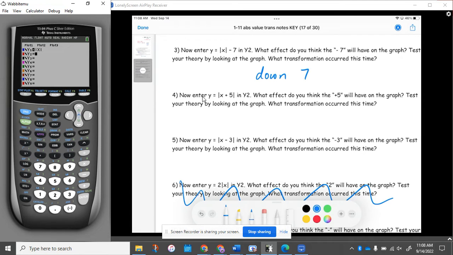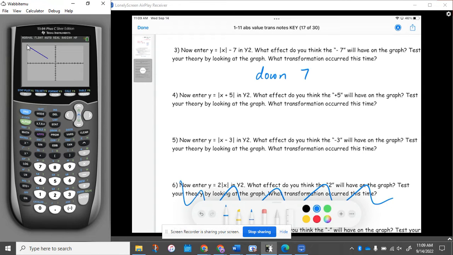Now, let's do number 4. This is asking us about absolute value of x +5. This time, the +5 is inside the absolute value bars. So you remember your math, right arrow 1, and we're going to go x +5 right there on the inside. Now let's see what happens here.